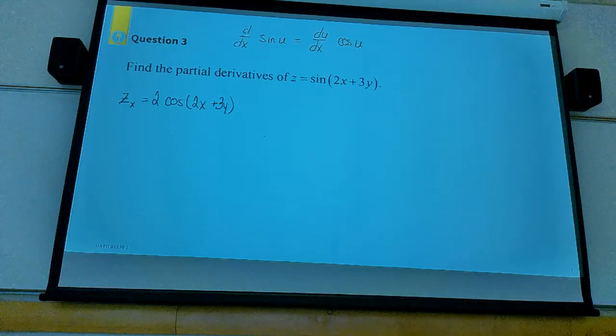Then the partial with respect to y. Now take the derivative of u, but this time with respect to y. What do you get? Just 3. And there's your partial with respect to y.